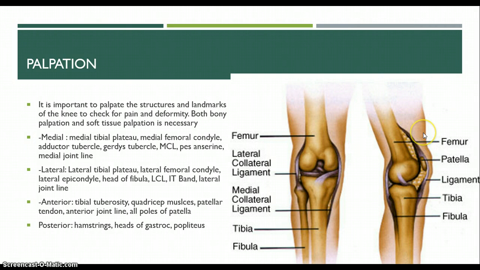quadriceps, patellar tendon, the anterior joint line, and all poles of the patella, superior, inferior. In the posterior, we're looking at the hamstring group, the head of the gastroc, and the popliteus.